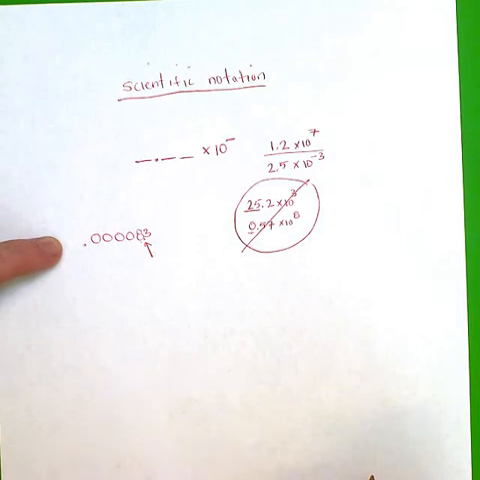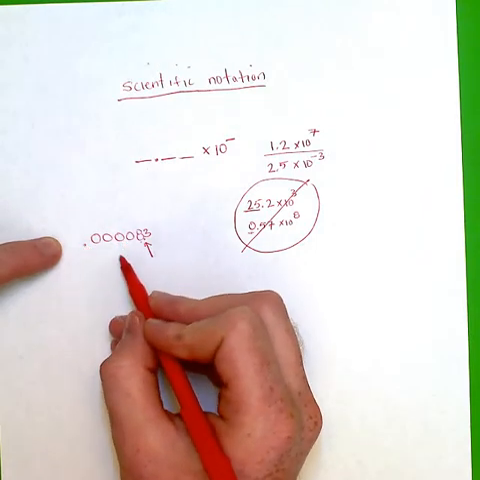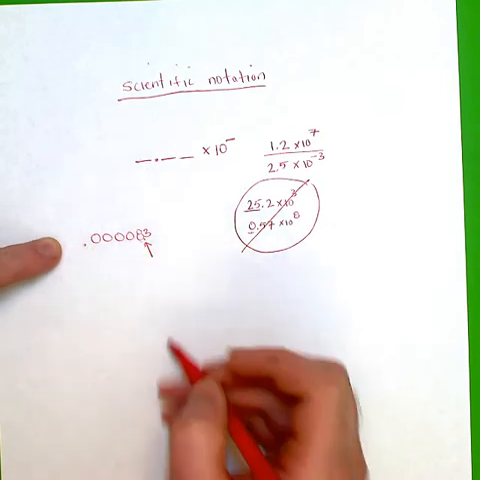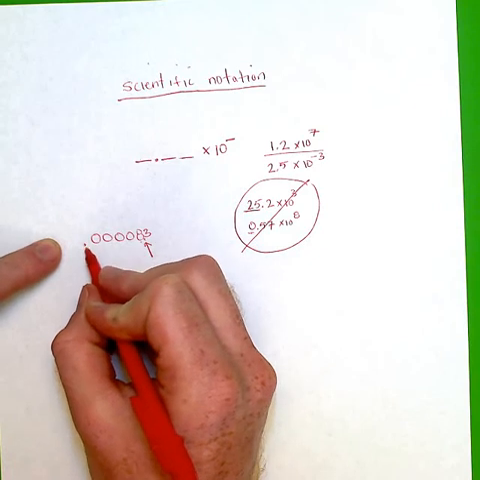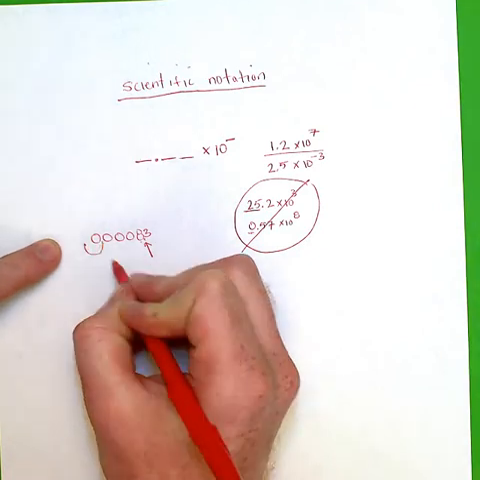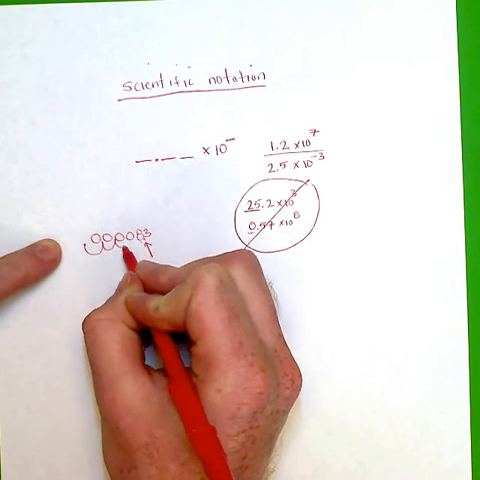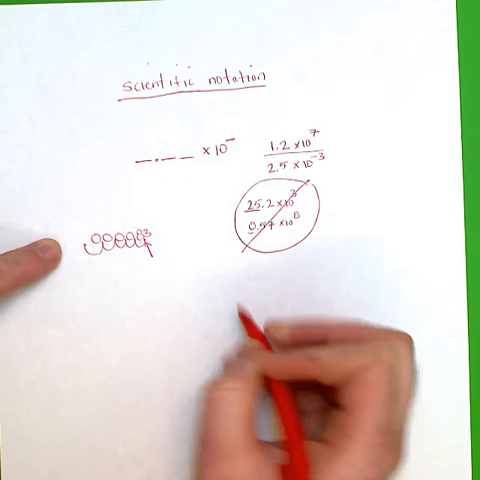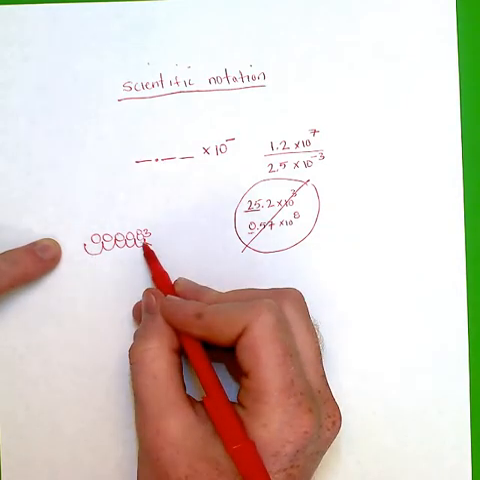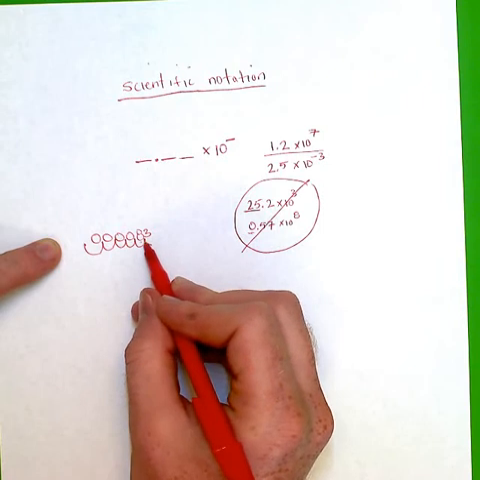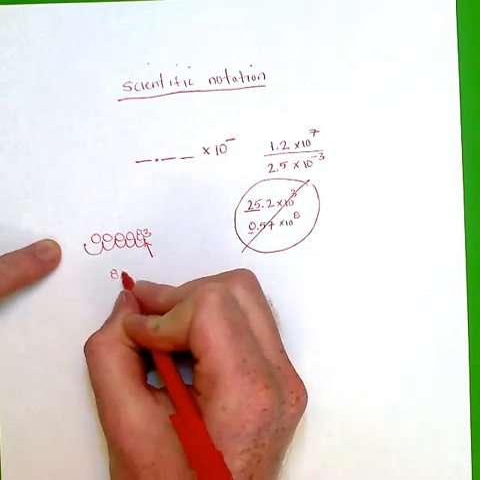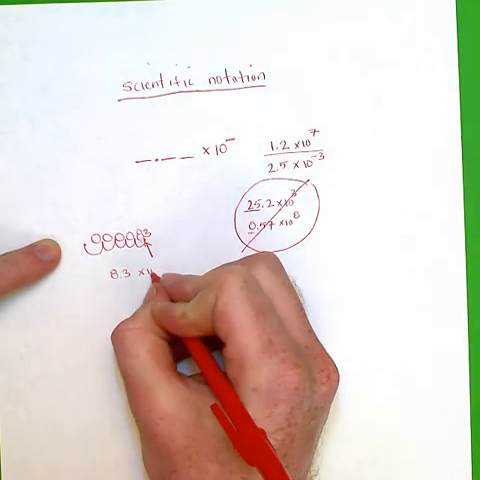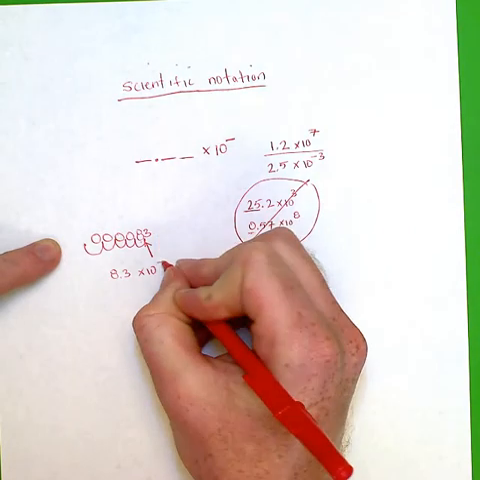Well, all we have to do is find out how many spots we need to move this decimal point in order to make that spot. And so let's count it. Here's our decimal point now. 1, 2, 3, 4, 5. Okay, we need to move our decimal point 5 spaces to get it in the right format. And if we do that, we end up with 8.3, right, which is good. That's how that's supposed to look, times 10 to the minus 5.